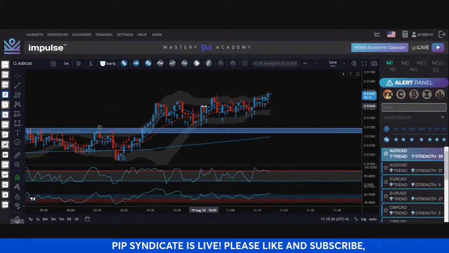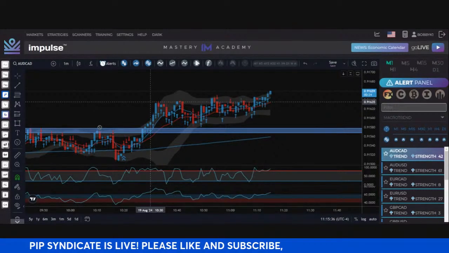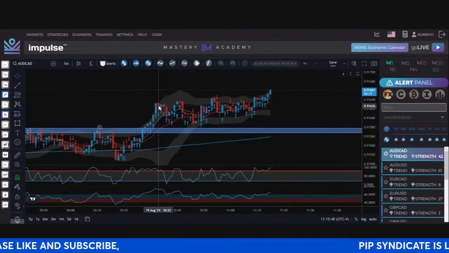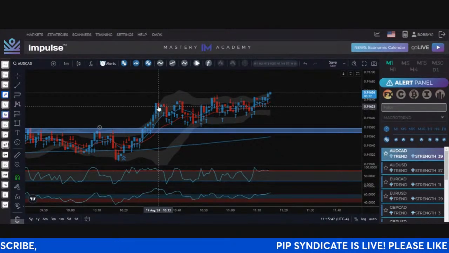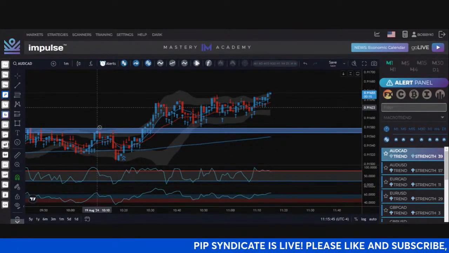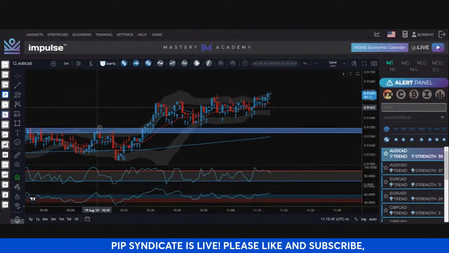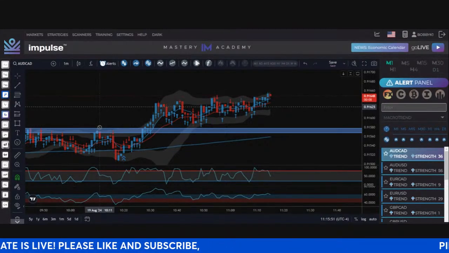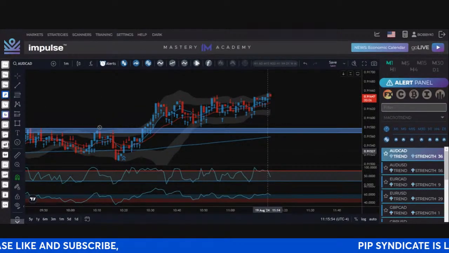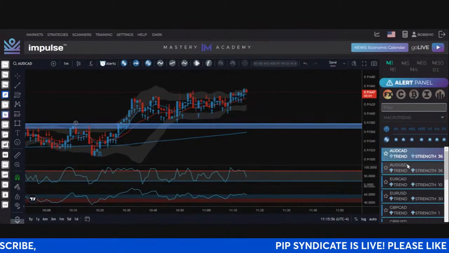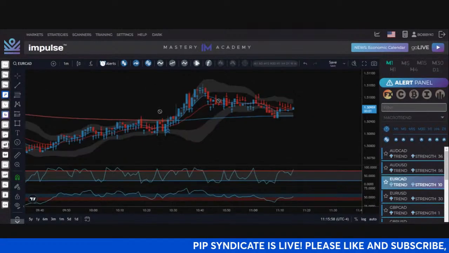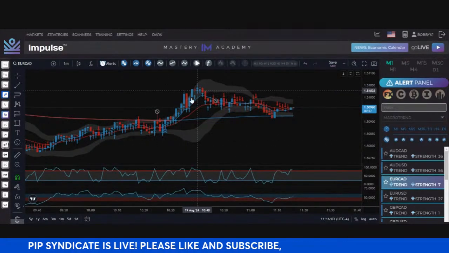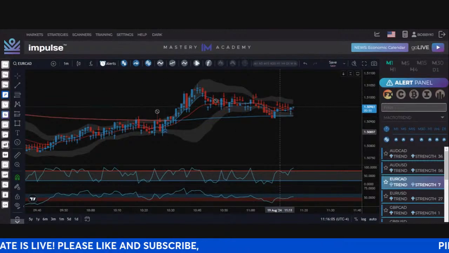you'd have to hold through this chop, though. Well, you could have got out right here. That'd be fine. You could have said, if this candle closes red, I'm out, and you would have got out right here. Nice quick little scalp. I haven't seen one yet that hasn't gone the right way after that printed.